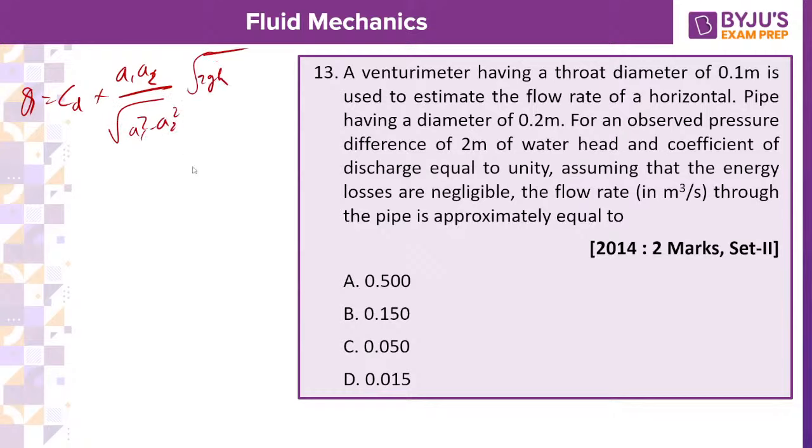Once again it is a kind of calculative one. That's all. The CD value of 1 is already given, then A1 and A2 you already know, or you can calculate separately as pi d square by 4.